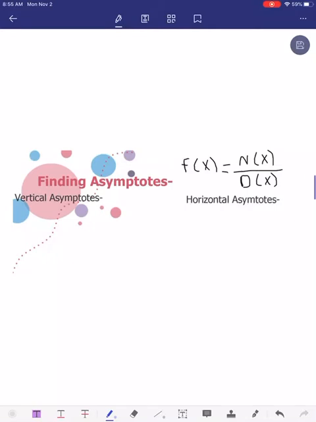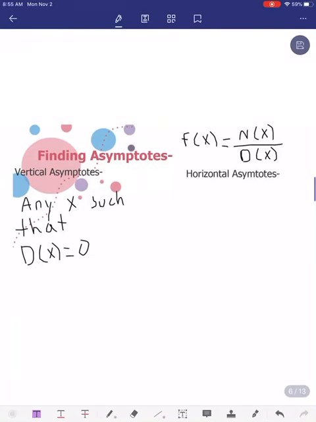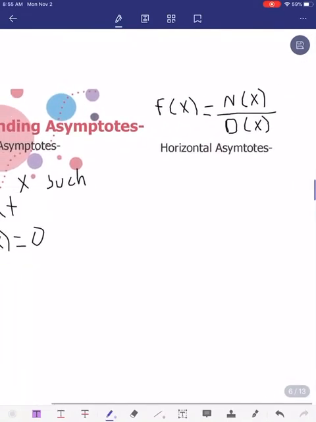So remember that our vertical asymptotes are pretty straightforward. Our vertical asymptotes are going to be any x such that d of x equals 0. Basically, any x value that makes our denominator 0 is going to give us a vertical asymptote. So we can set our denominator equal to 0, solve, and then those are going to be all of our vertical asymptotes. Now, the horizontal asymptotes are not as straightforward. They're not difficult, they're just not as straightforward, so we're going to need to do a little bit first.